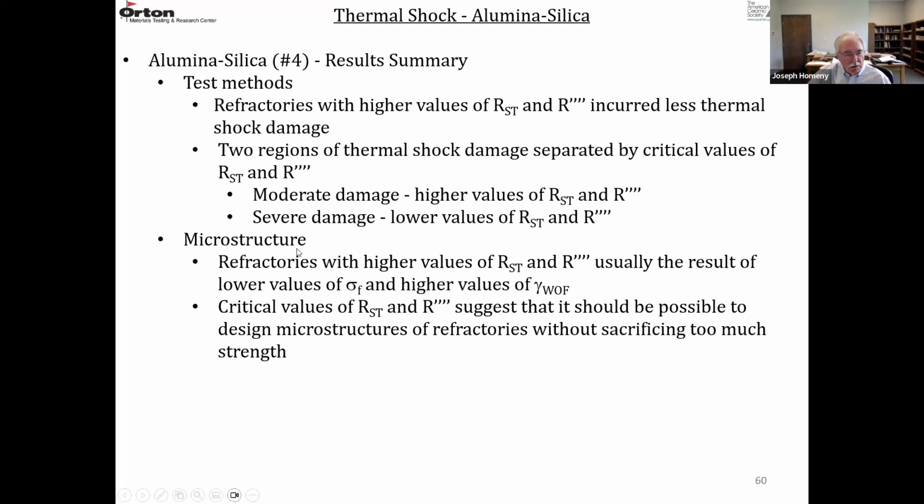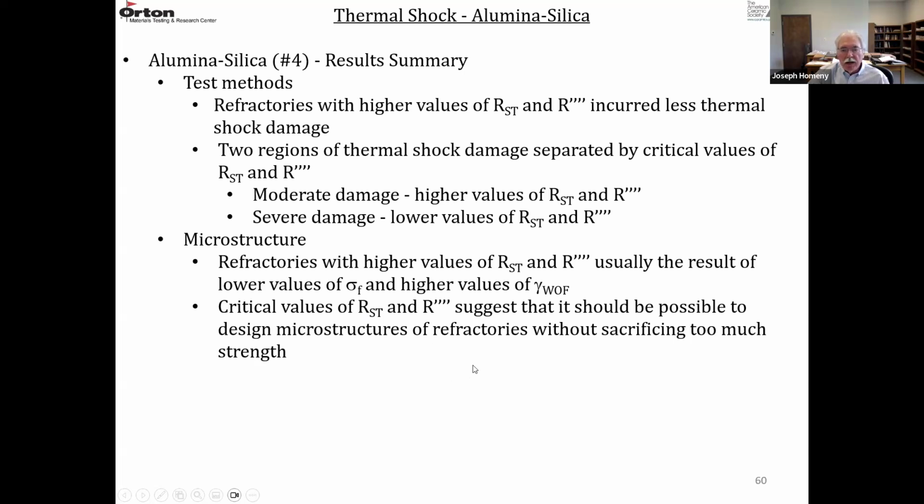And the microstructural observations, refractories with higher values of either of these R parameters, usually the result of low values of strength and high values of work of fracture. So low strength probably means bigger cracks, higher crack density, giving rise to a higher work of fracture. And the critical values of both of these R parameters suggest that it should be possible to design microstructures without sacrificing too much strength. So this was early work.